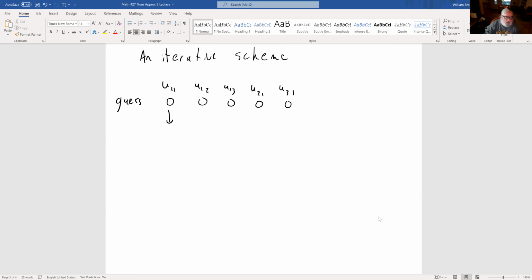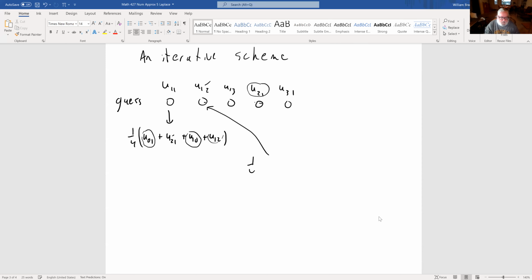Once you have the guess, you know that U11 will be 1/4 the thing to the left plus the thing to the right plus the thing below plus the thing above, right? This is a boundary condition, so you know that number. This is a boundary condition, so you know that number. U21, you took it as a guess and you plugged it in there. U12, you took the guess there, so you plugged that in there. So you've got all those numbers. You can calculate the new number for U11. And then you can do the same thing for U12.